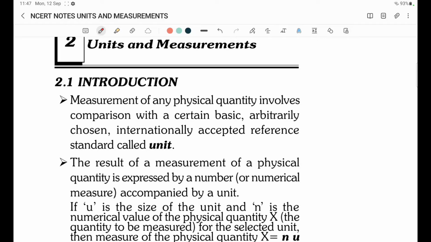Any measurement of any physical quantity involves comparison with a certain basic, arbitrarily chosen, internationally accepted reference standard called unit. So if you want to measure any physical quantity, you have to compare it with a certain basic, arbitrarily chosen, internationally accepted reference standard. That is known as unit.